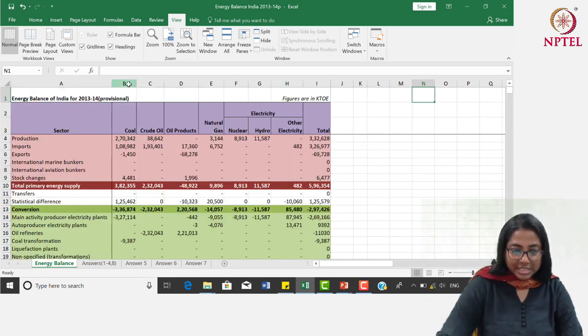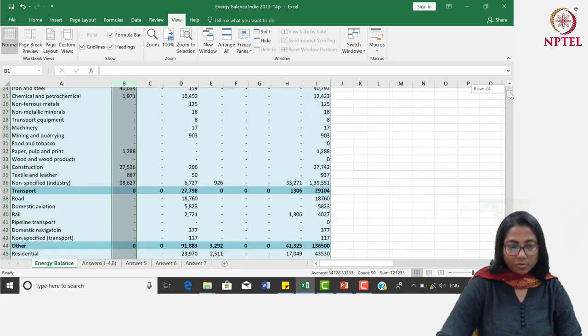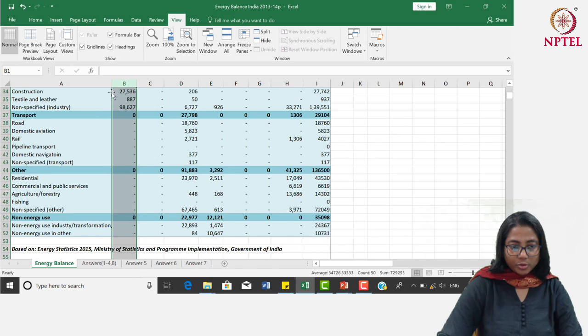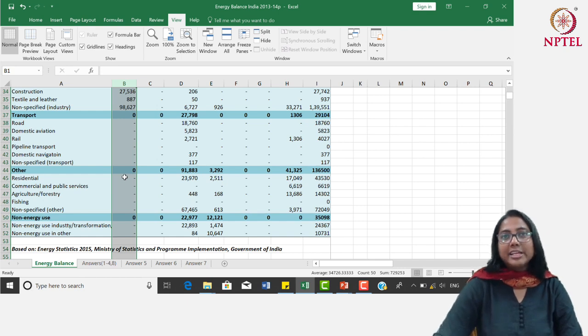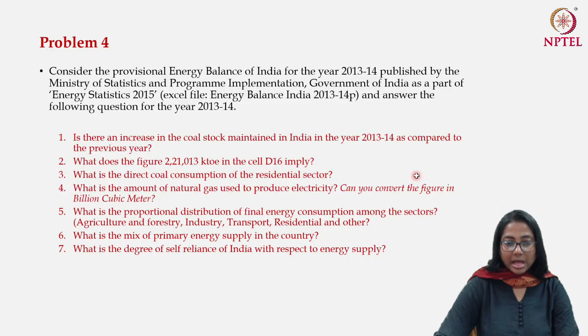So okay, coal is column B. Remember, coal is column B, and let us see what is the use of coal in households. In this column, you will see that the use of coal by the residential sector is 0. So there is basically no direct coal consumption by the residential sector. Actually, not only the residential sector, you see, other than the industry sector, there is no direct coal consumption, neither in transport nor in the non-energy sector. So the answer to the third question is that the direct coal consumption is equal to 0.